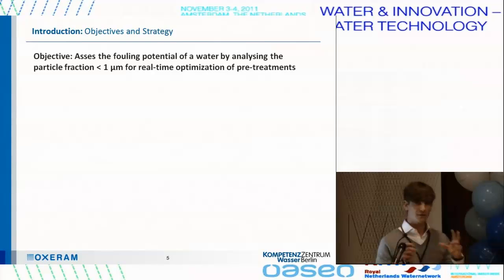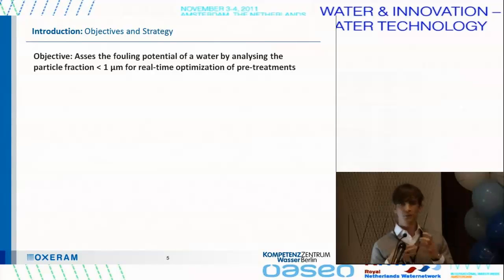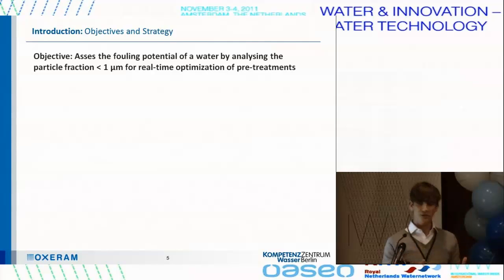The objective of my study was to assess the fouling potential of a water by analyzing the particle fraction below 1 micrometer. If we know what sizes of particles have a big influence on membrane fouling, we can optimize our pre-treatment conditions to minimize these fractions in our water.